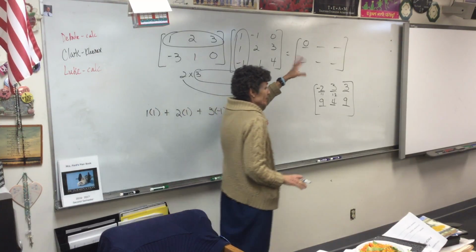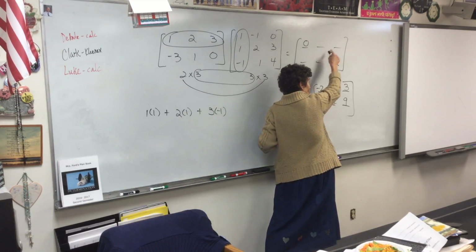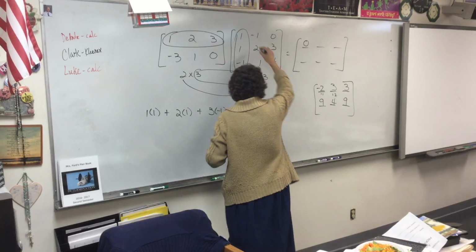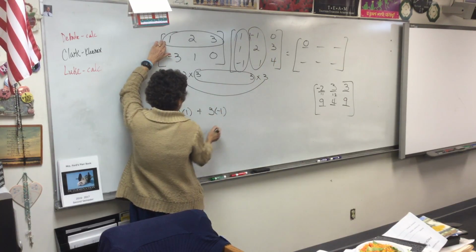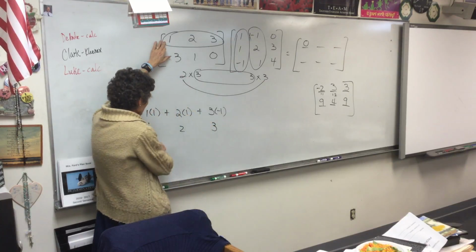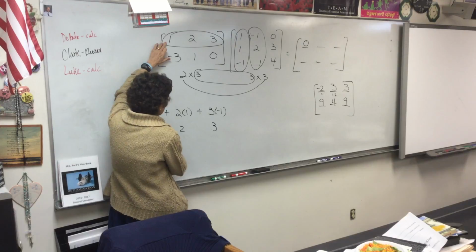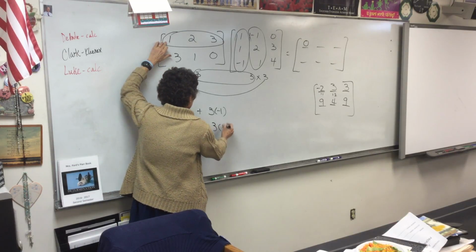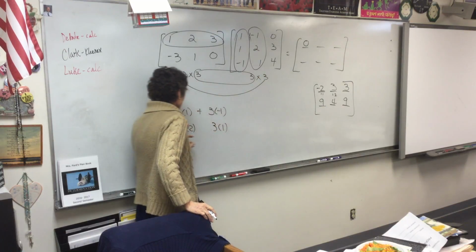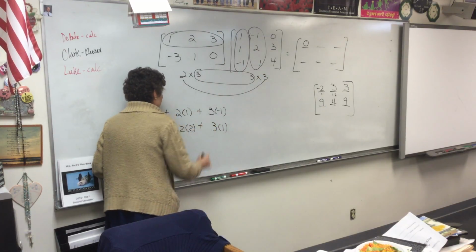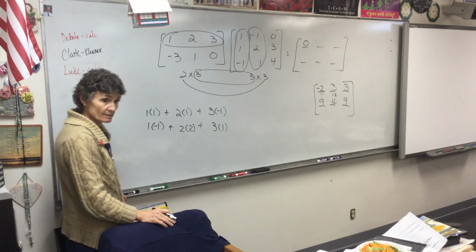Now you can move around to however you want. If I do this next, this is row 1, column 2. So I'm going to take the numbers in row 1. Watch how I'm doing that. I just wrote down the numbers in row 1. Now I'm going to write down the numbers in column 2. And now I'm going to add them up. So what do I have? 6.